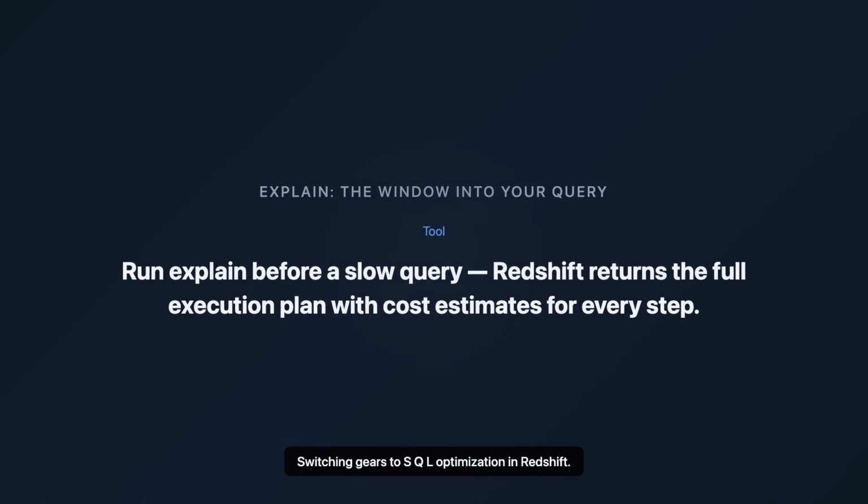Switching gears to SQL optimization in Redshift. The single most useful tuning tool you have is the EXPLAIN command. Put EXPLAIN in front of any query, and Redshift returns a detailed execution plan, broken down step by step, including subqueries, joins, and a cost estimate for each step. When a query is slow, EXPLAIN is how you find out why before you start guessing.